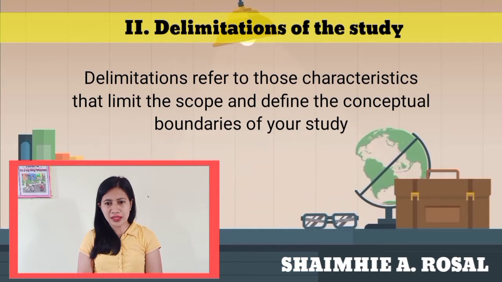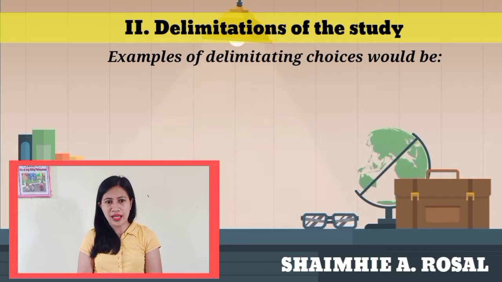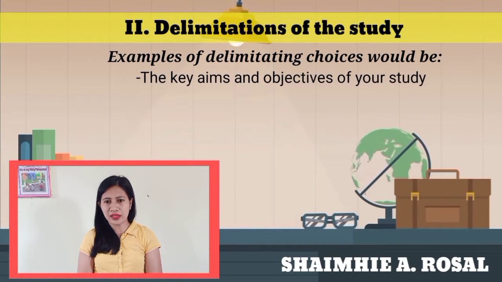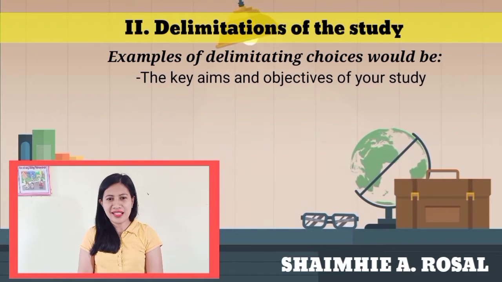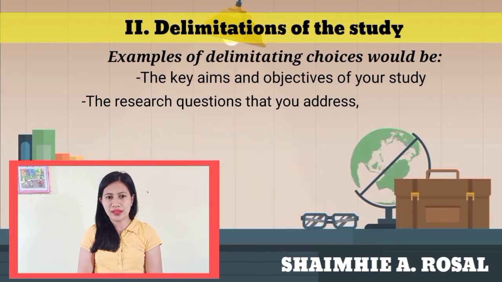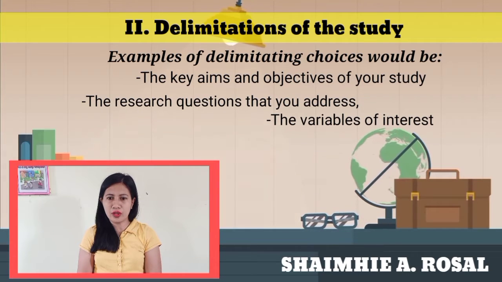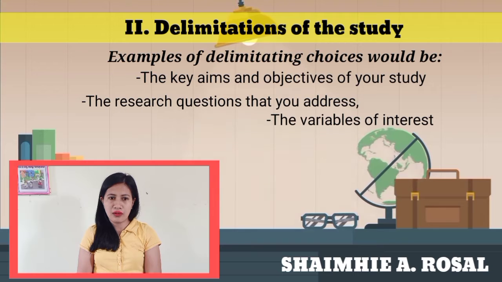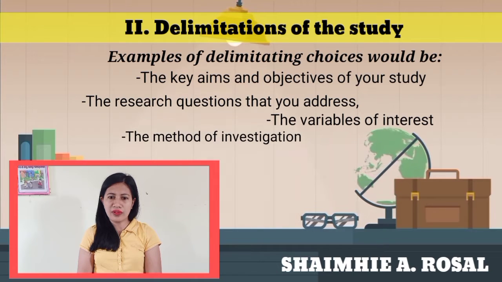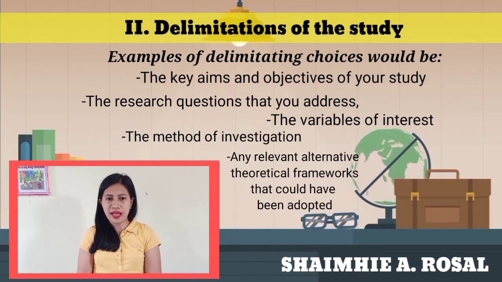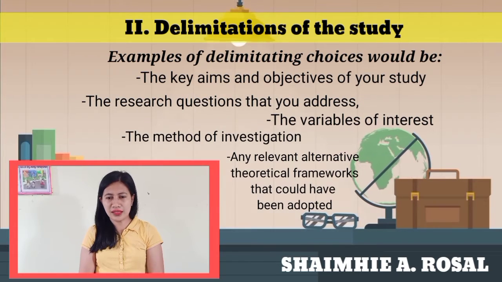Examples of the limiting choices should be: first, the key aims and objectives of your study. Second, the research questions that you address. Third, the variables of interest, the various factors and the features of the phenomenon being studied. Fourth, the method of investigation. And the last, any relevant alternative theoretical frameworks that could have been adopted. Review each of these decisions.